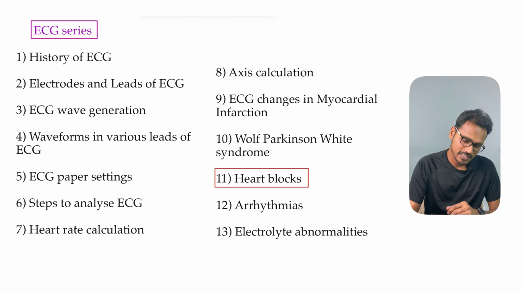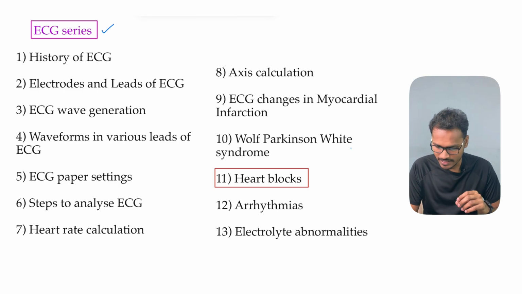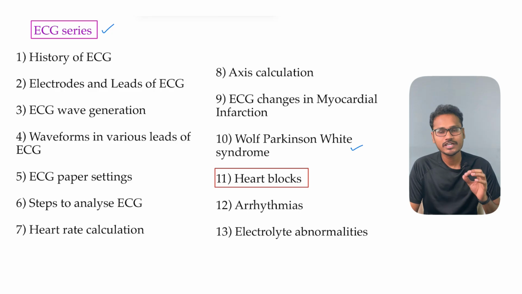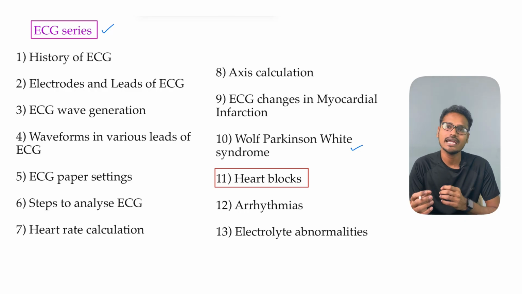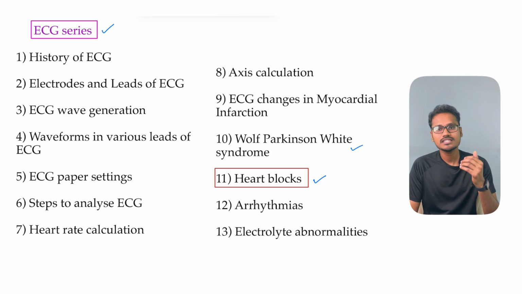Today we are continuing with the ECG series. In the previous video, we have discussed the Wolff-Parkinson-White syndrome. In this video, we are going to discuss another clinically important disease related to the cardiovascular system, and it can be easily identified in an ECG, that is the heart blocks. It is also called conduction blocks.